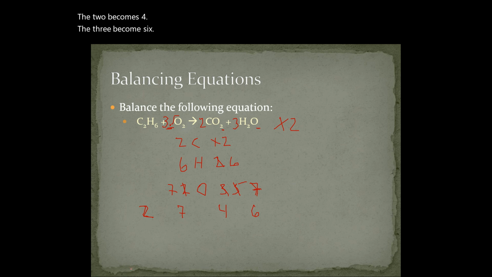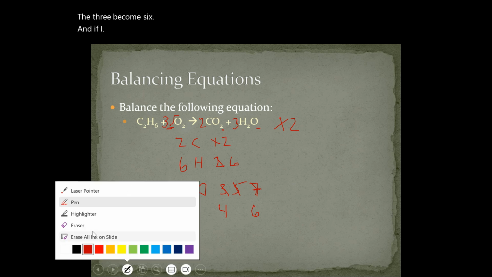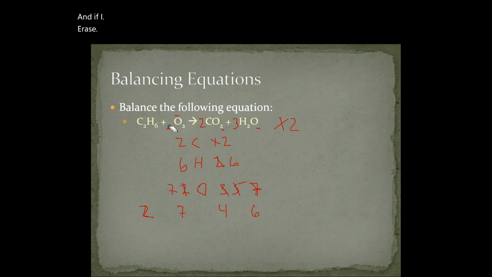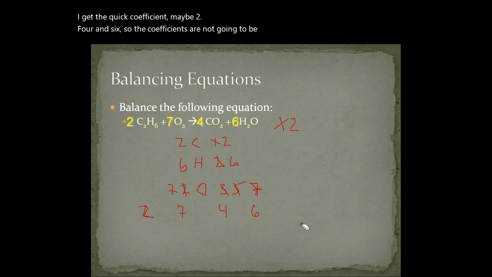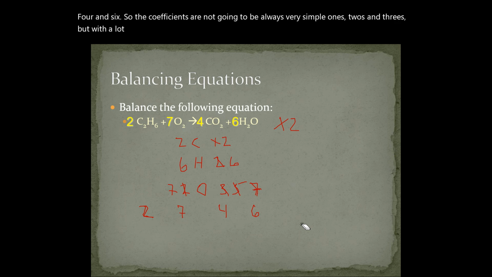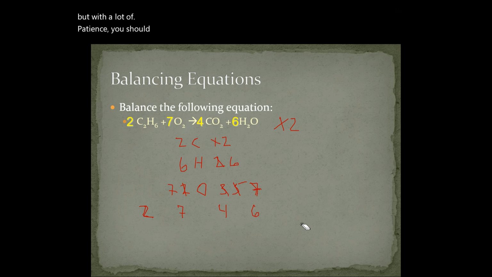And if I erase this mess, I get the correct coefficients to be 2, 7, 4, and 6. So the coefficients are not going to be always very simple, like 1s, 2s, and 3s. But with a lot of patience, you should be able to get the right balanced chemical equation.